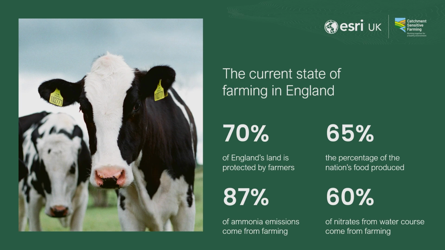So just a bit of context about where our farm advisors are currently working in. Farming, as you probably agree, is essential to national food security and economic stability. 70% of our land is managed and farmed by farmers. And approximately 65% of the food that we currently eat, the lunch that you had today, is produced by our farmers, which is about two-thirds of our food on our plates.